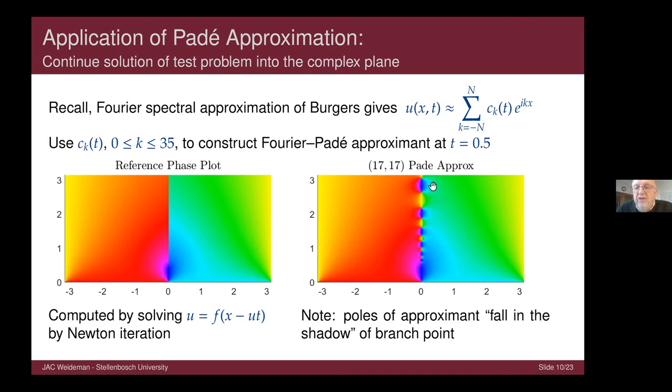And now what the Pade approximation gives you is this. In most of the picture, the agreement is more or less perfect. Right here on the branch cut, the approximation is not so great because, as I said before, the Pade approximation cannot do branch cuts. It can only do poles. And what Pade does, in order to mimic this jump in phase, is put the poles and the zeros successively on that branch cut. That's a well-known phenomenon in Pade approximation. It's often said that these poles fall in the shadow of the branch point.